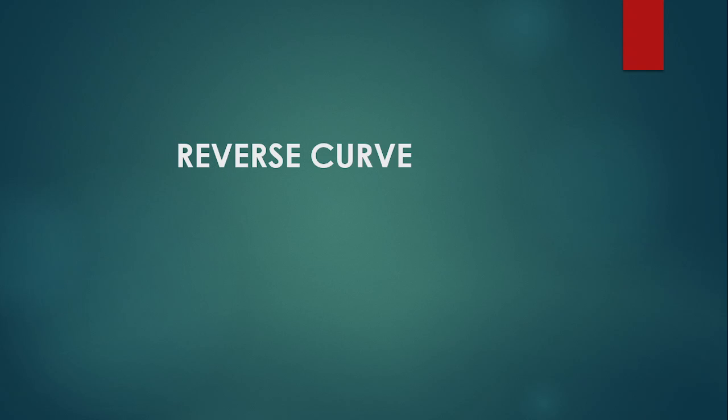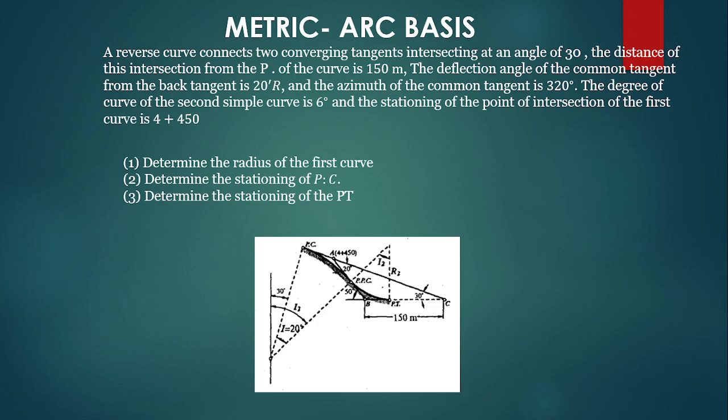Let's move on to reverse curve. The problem is, a reverse curve connects two converging tangents intersecting at an angle of 30. The distance of this intersection from P of the curve is 150. The deflection angle of the common tangent from the back tangent is 20 R. And the azimuth of the common tangent is 320 degrees. The degree of the curve of the second simple curve is 6 degrees. And the stationing of the point of intersection of the first curve is 4 plus 450. So we will determine the radius, the stationing of the PC, and the stationing of the PT.